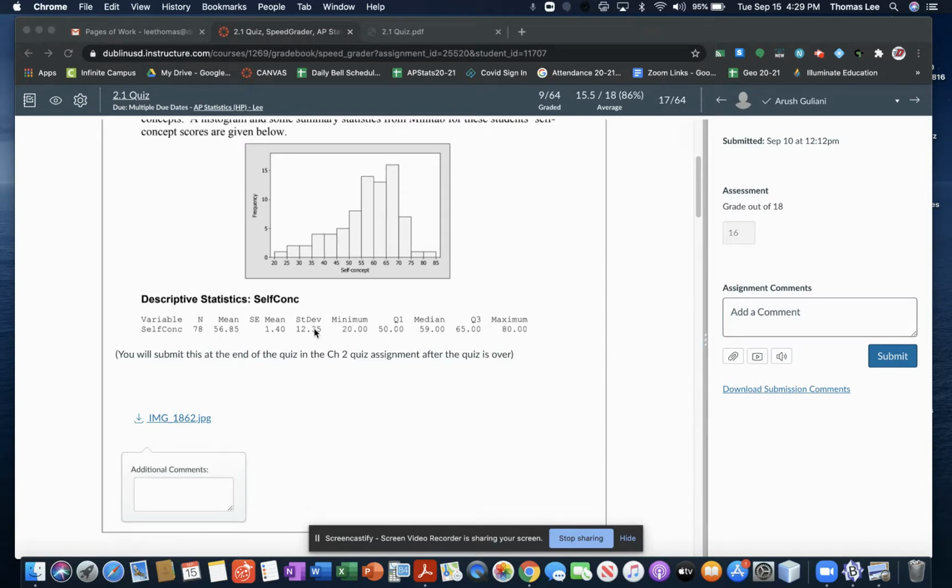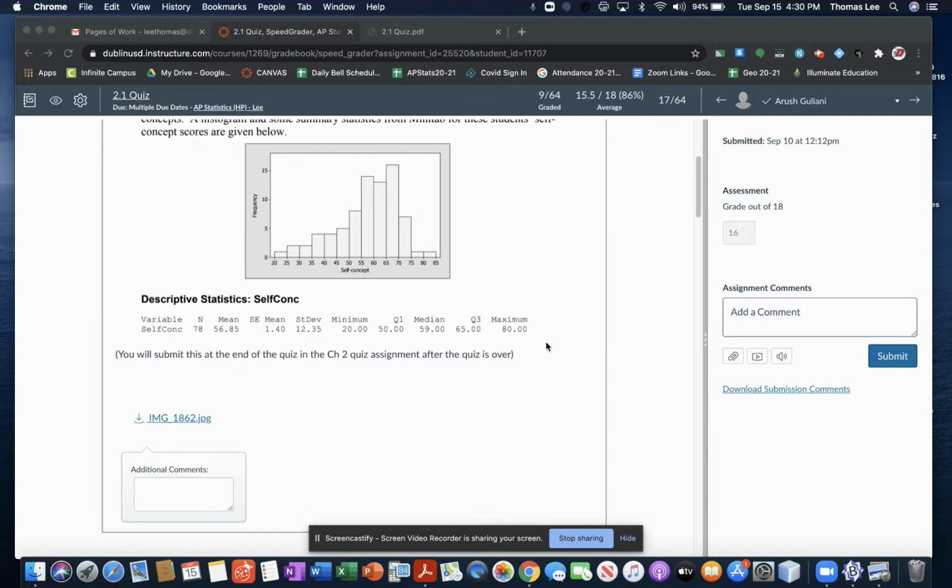Or probably better, since this is skewed to the left, I taught you to use median. So the median was 59 with an IQR of 15, 65 minus 50. That would be the better answer, but I accepted both answers. But use the actual Minitab output. Shape, center, spread, and outliers.